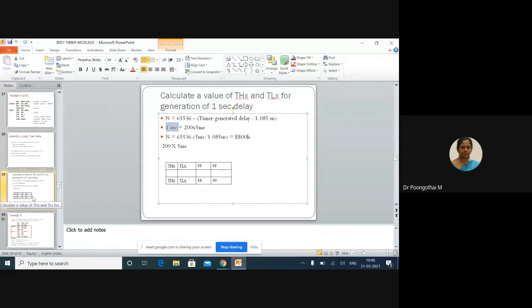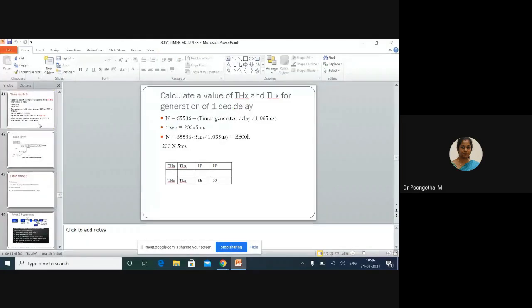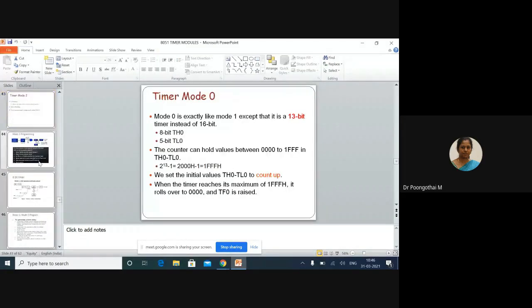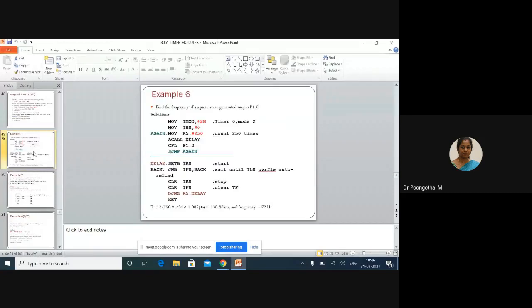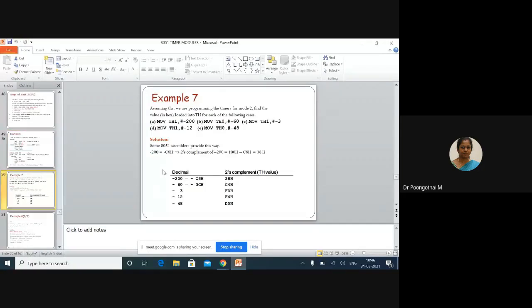Okay. And also we have discussed timer mode 0 operation and 8-bit auto reload operation, and we have done some problems related to mode 2. So next we will see how to represent negative numbers in the 8051 timer instruction set.